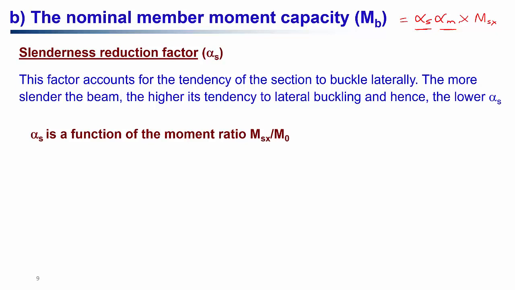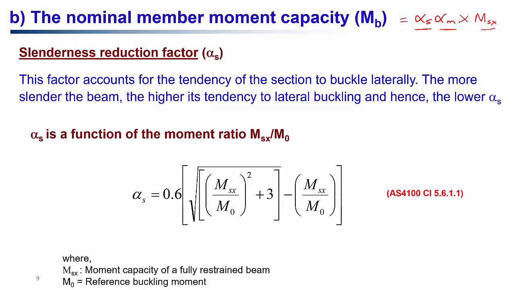So alpha S is a function of the moment ratio, which we take as MSX over M naught. MSX is again the nominal section moment capacity, and M naught is a reference moment. So the alpha S factor is a function of MSX and M naught. So let's see how we find the alpha S factor here.